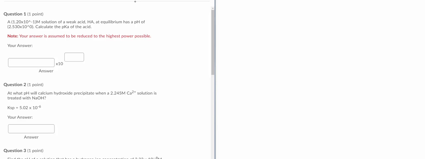Unit 2, Homework 1. I do expect that you're going to have a different order of questions. I also expect that you will have different numbers associated with your questions. So I will show you the method, but you still need to plug in your values in order to get your correct answer. So my number 1 has a solution of weak acid HA at equilibrium.